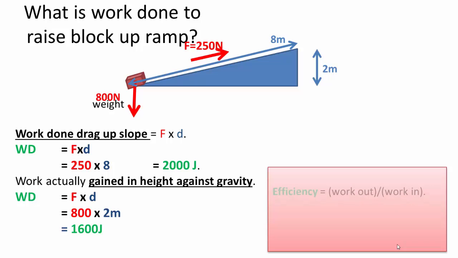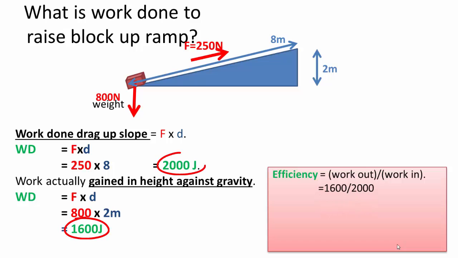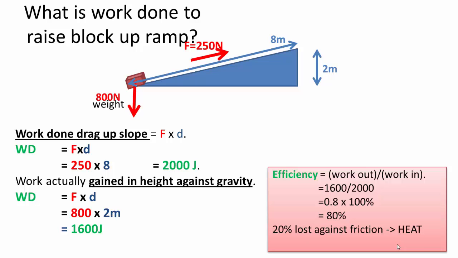So we need to look at that. So what is the efficiency? The work out divided by the work in. The work out is what effectively we gain, which is the 1600 divided by the 2000, which we have to put in to drag it up the slope in the first place. So 0.8 times 100% is 80%. So where's the other 20% gone? Well, we had to drag it up the slope, and the slope isn't smooth and it's not on wheels, so some was lost in friction. And that friction gets turned into heat. And where does that heat go? It gets lost to the surroundings.